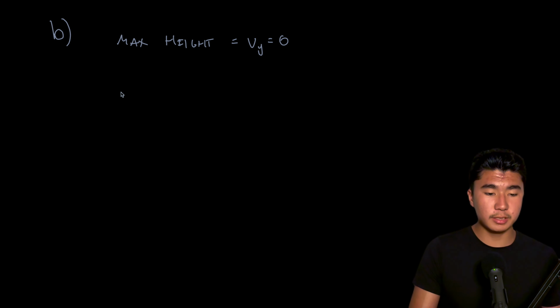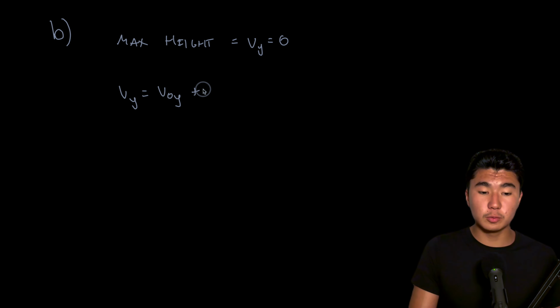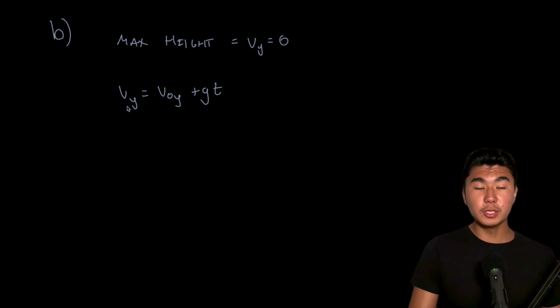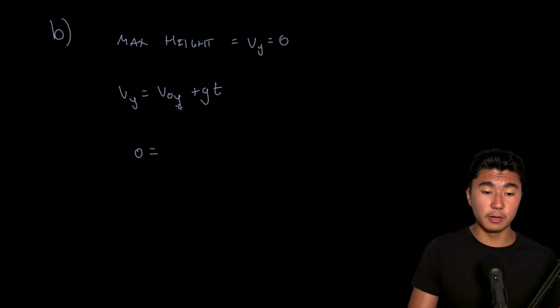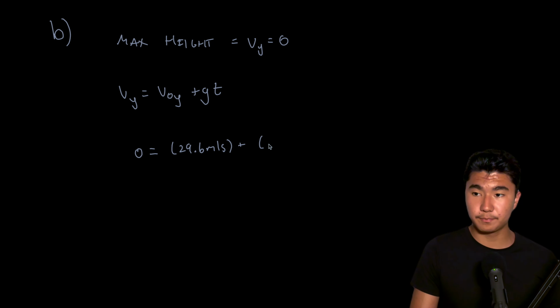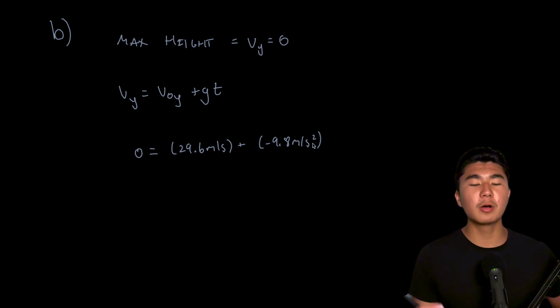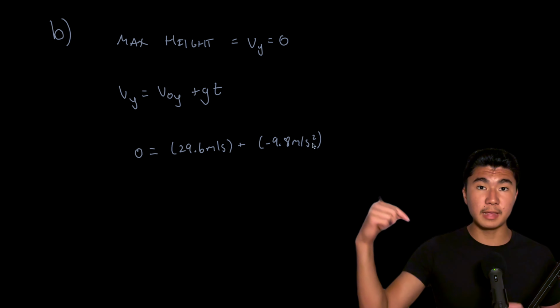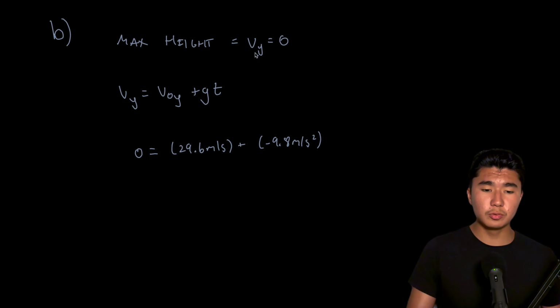If we know that, we can look back at our past equation, velocity initial plus gravity times time. We know this velocity is going to equal 0, and we know our initial velocity for the y-axis is 29.6 meters per second, and then this is going to be plus negative 9.8 meters per second squared. Remember, we're in gravity. Gravity is going to be on the downward motion, so it's negative. You could also just say that this is going to be negative g.